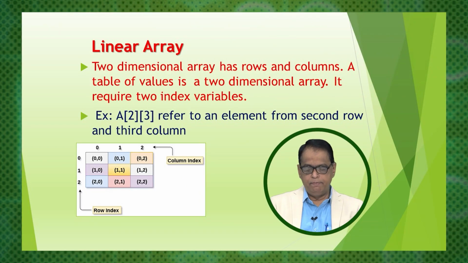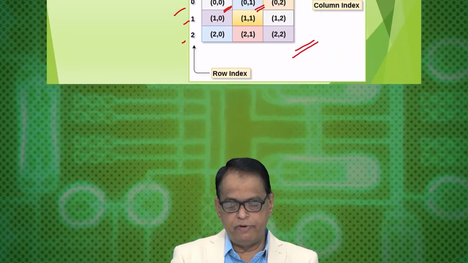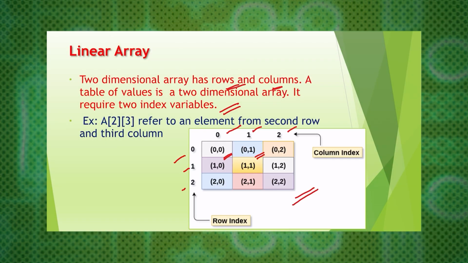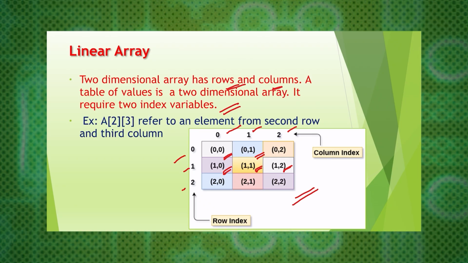As shown in this diagram, suppose we have a table of 3 rows and 3 columns. The column index will be 0, 1, 2, and the row index will be 0, 1, 2. The first element will have the index 0, 0. Then the second element from the first row will have the index 0, 1, and the third element will have the index 0, 2. In this way, the first element from the second row will have the index 1, 0, then 1, 1, and then 1, 2. And the third row will have the first element with the index 2, 0, then 2, 1, and then 2, 2.